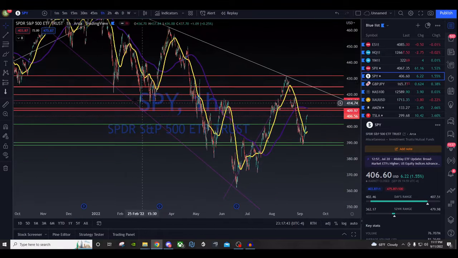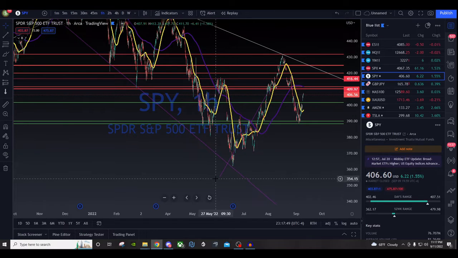Actually, I like it better. It must have had a nice wick down. Probably bounced off 420. Yep. Okay, that actually looks really good. Look at that line up.